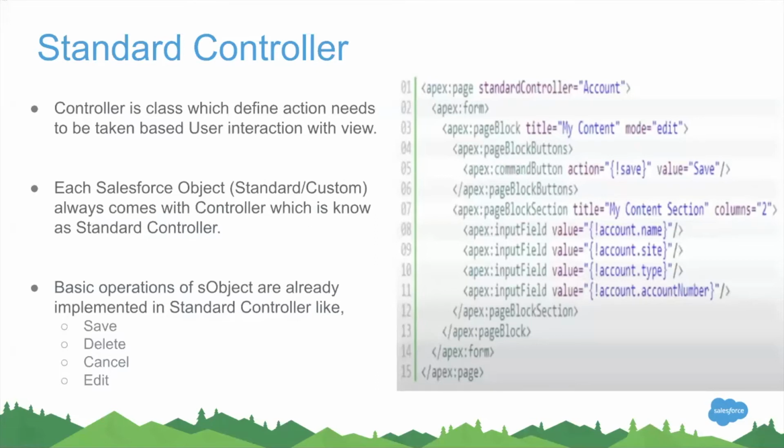Okay, so what is a standard controller? A standard controller is a class which decides what action needs to be taken based on user interaction with the UI. The standard controller is provided by Salesforce itself, and you can simply add a custom object. If you see on the right hand side, you can simply pass the object name, and it will support basic operations like CRUD operations, save, delete, and edit operations. So let's see a quick demo.